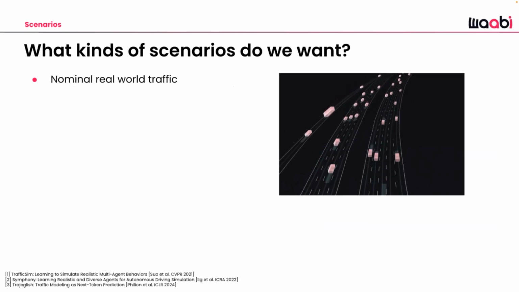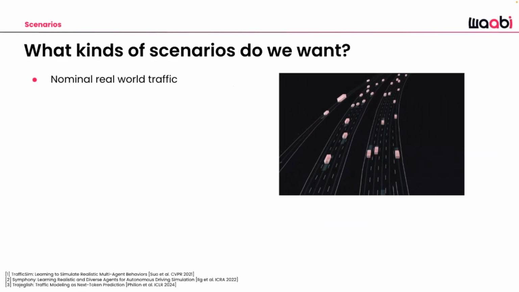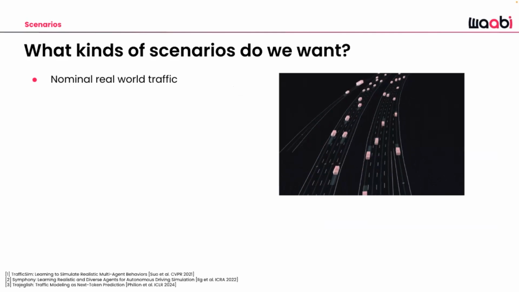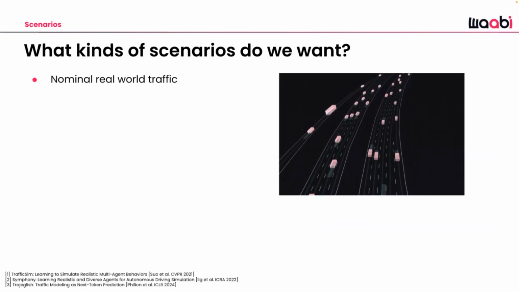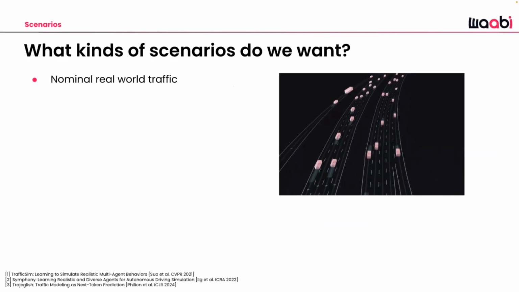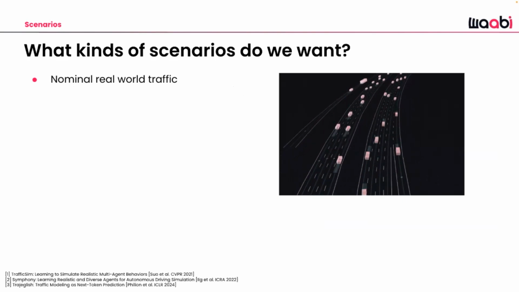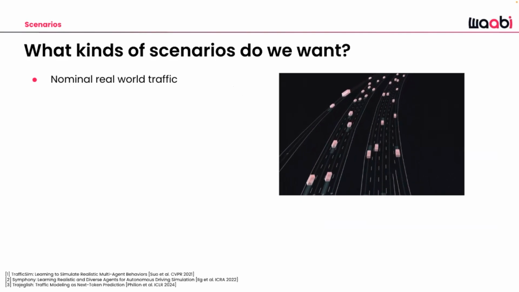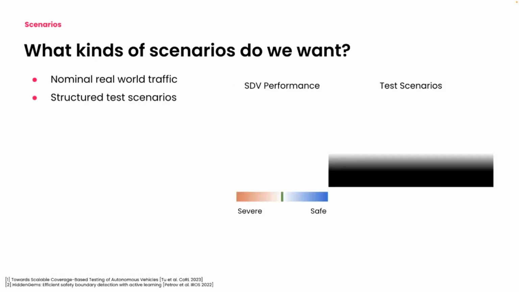Another basic question we should answer is, what kind of scenarios do we want for training and testing a self-driving vehicle? The most basic kind of scenarios are nominal traffic scenarios. These are the typical traffic scenarios you encounter when you drive on public roads, on the highway or in city streets. These nominal scenarios can be used to train and test a self-driving vehicle under conditions that we'd expect to normally encounter when we deploy to public roads.